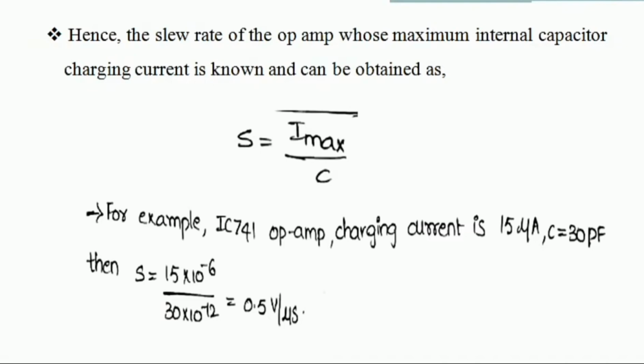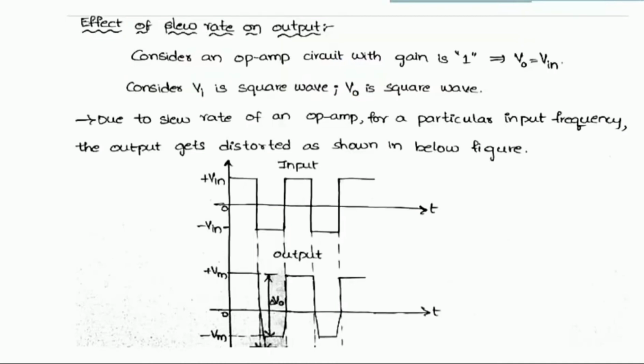Now we are going to see how the slew rate affects the output waveform of a circuit. Suppose we consider a unity gain circuit, which is nothing but a voltage follower circuit, meaning the output voltage is equal to the input voltage. Now we consider that the input voltage is a square waveform. Therefore the output voltage must be a square waveform because we have considered the unity gain circuit. But because of the slew rate at a particular frequency, the output waveform will get distorted.